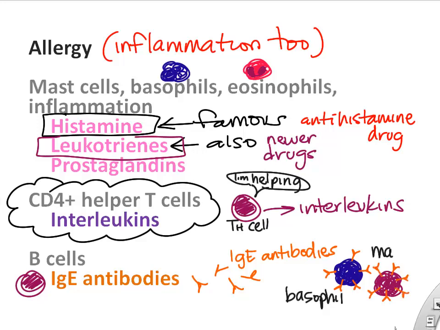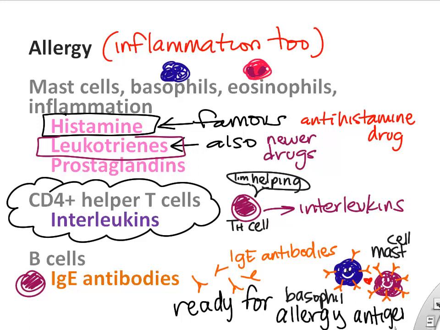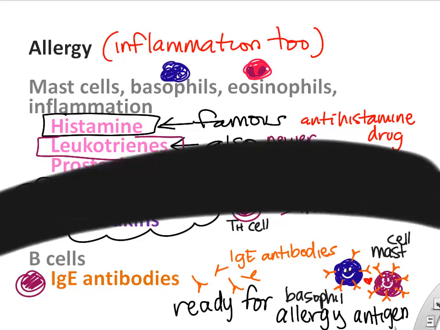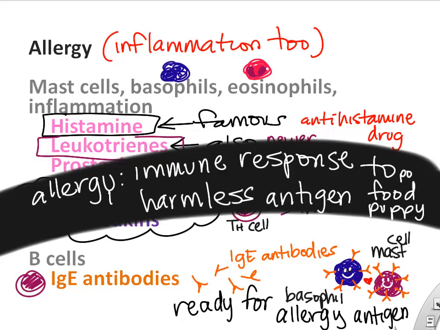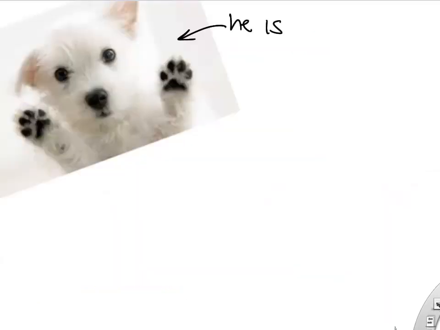IgE antibodies really get mast cells and basophils ready to respond to the allergic antigens and make your immune response even worse, your allergy triggered even more. All right, so basically allergy is an inflammation response. It's when your immune system responds to something that's really harmless, but you have a full-blown immune response. So harmless antigens like food antigens or things from animals somehow trigger your immune system to overreact.